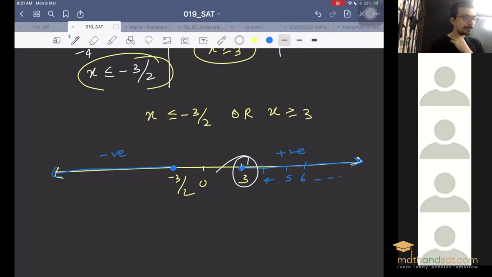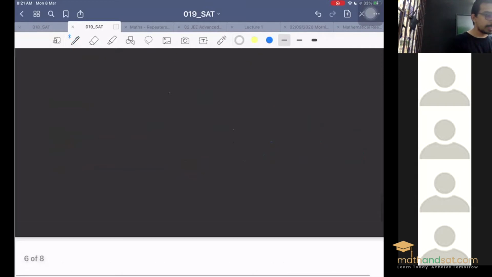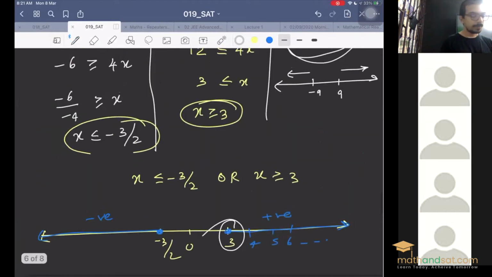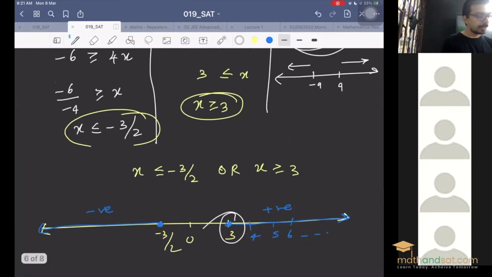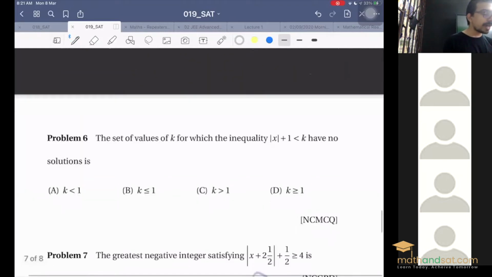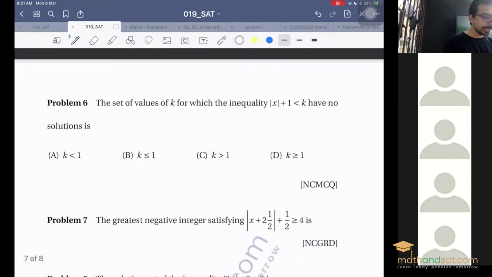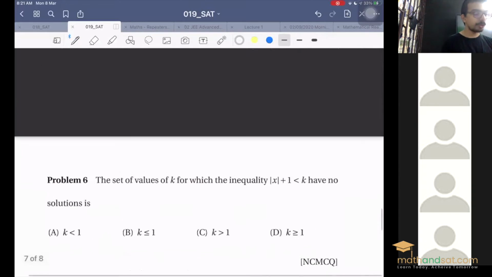Is that okay? Yes, next question is. Next question is, the set of values of k for which the inequality has no solution.